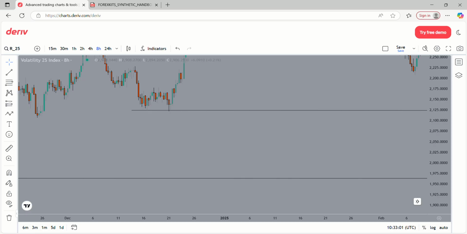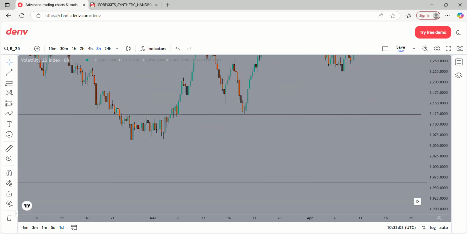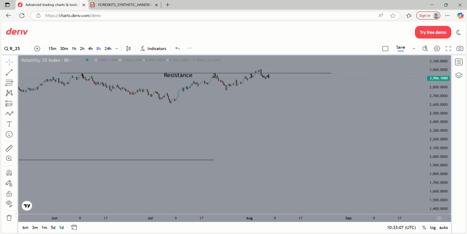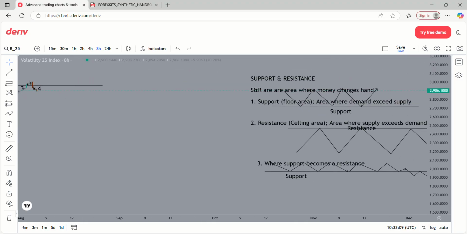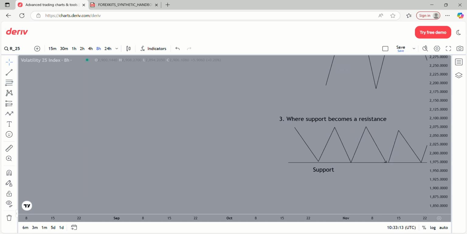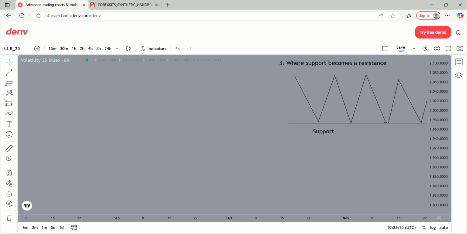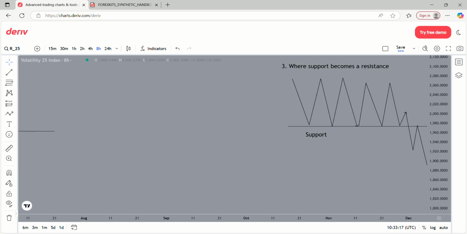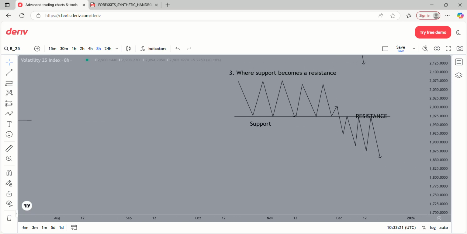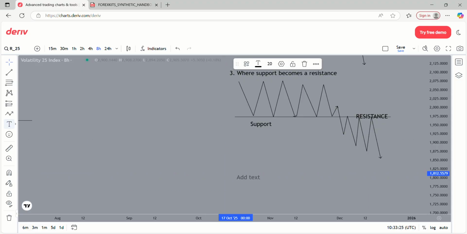And quickly, because time has gone, I didn't expect to spend this much time on support and resistance. We have not even talked about breakout, but we'll talk about that in the subsequent lecture. So the fourth scenario is where the resistance becomes support.